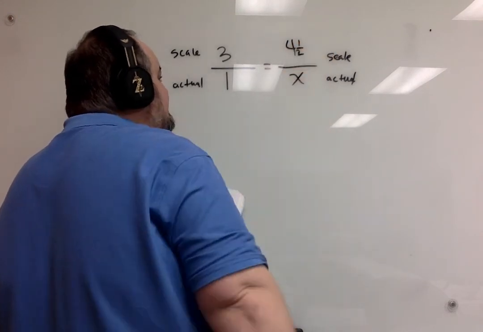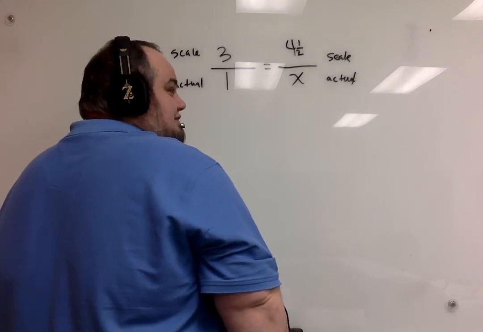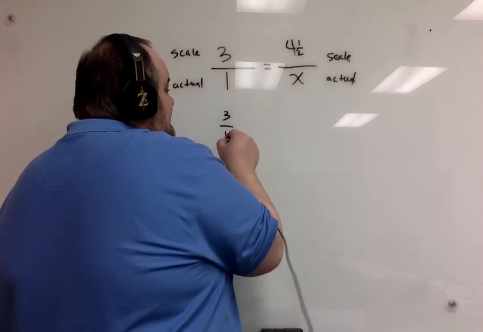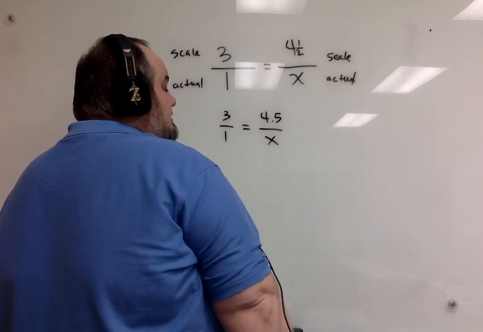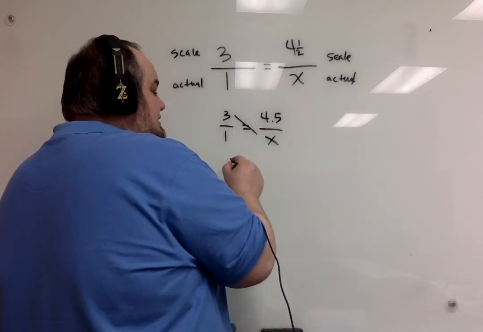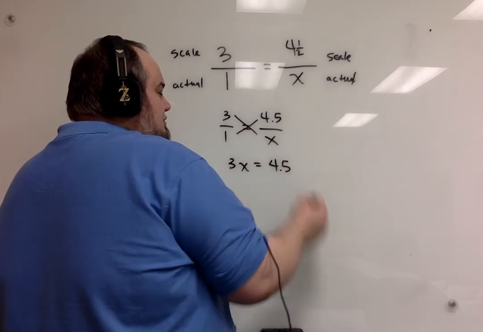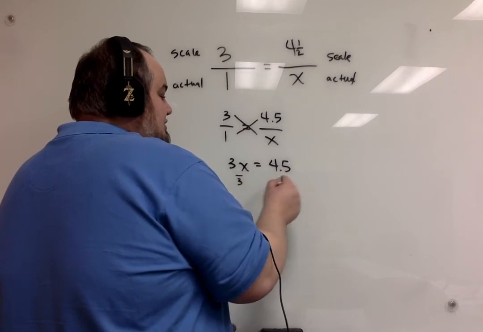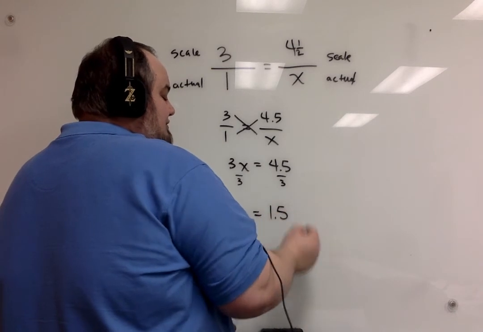So 4.5. Okay, so on these ones that have fractions, if the fractions are easily converted to decimals, like this one, then I would suggest converting it to a decimal, 4.5. That would make it a lot easier to work with. So here, we're going to cross multiply. 3 times x is equal to 4.5 times 1. Well, 4.5 times 1 is just 4.5. Now we're going to divide both sides by 3. And here you get x is equal to 1.5.